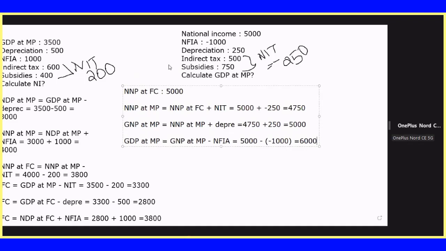Ma'am, here after finding NNP at MP, I found NDP at MP by deducting NFIA from NNP at MP, and then found GDP after adding depreciation. That's what I told you. You can approach from any direction or any route can be taken. You'll get the same answer. You got the same answer as 6,000 only, right? Yes. So the answer will always be the same. That is the positiveness of this calculation of national income. You can approach any method or any route, but the final answer is going to remain the same. If you get two different answers, your calculation is wrong.